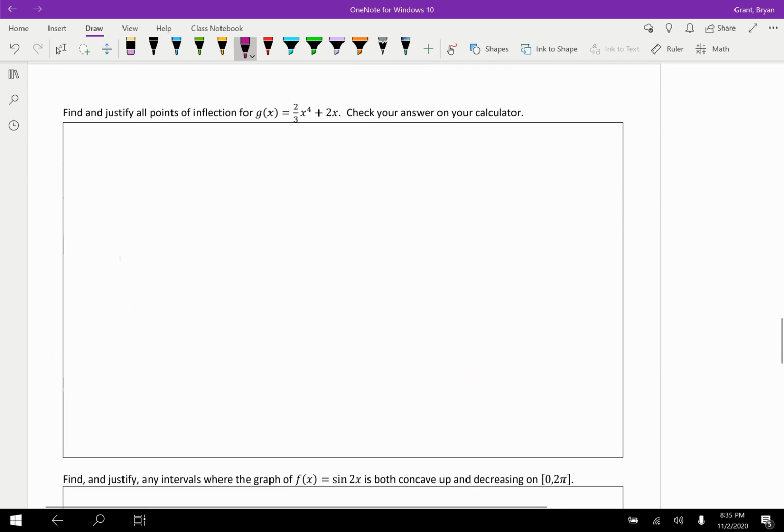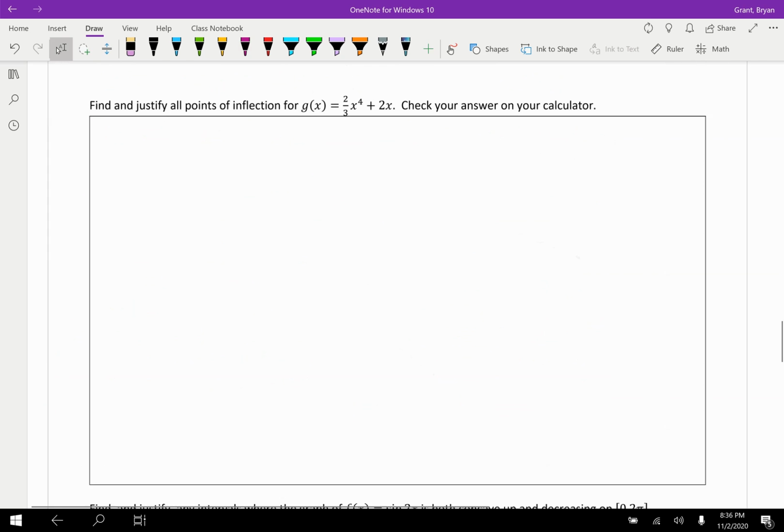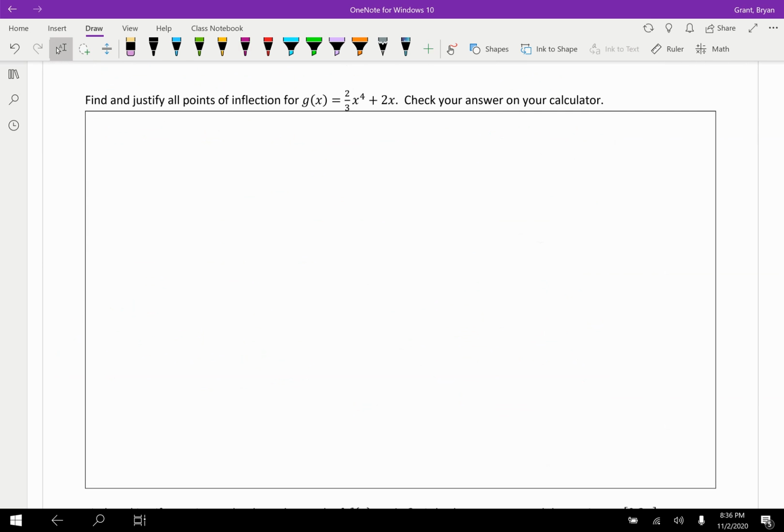And so you're like, well, what does that look like if they don't change sign? Well, let's try one. Find and justify all points of inflection for g of x equals this weird thing. And then check your answers on your calculator. We're going to check on Desmos and by looking at that graph. So yeah, go ahead, try the exact same steps that we did on the previous page. Once you're done, unpause, and we'll see how you did.